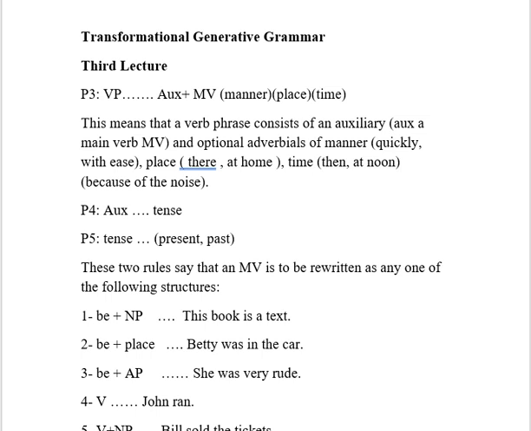Today in this lecture, we will also talk about transformational generative grammar in our third lecture, and we will take phrase structure 3, verb phrase: auxiliary plus main verb, and manner, place and time.